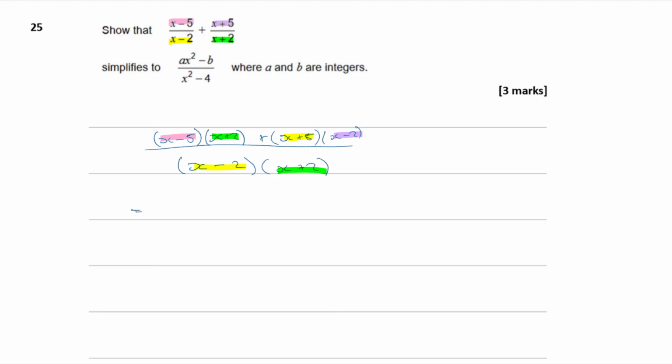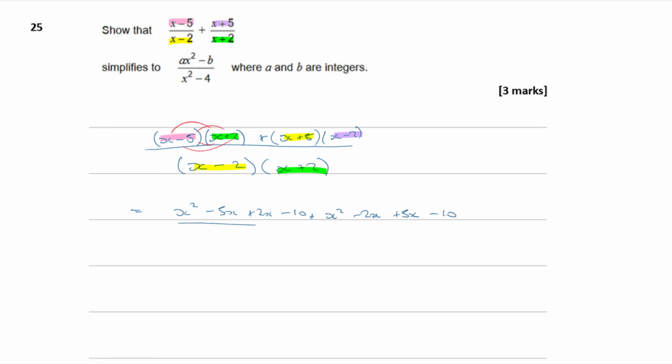So x minus 5 times x plus 2, going to use FOIL on those brackets then. First, outside, inside, last. So x times x is x squared. Minus 5 times x is minus 5x. x times 2 is 2x. Minus 5 times 2 is minus 10. In the second bracket, I'm going to get x squared. Then x times minus 2 is minus 2x. 5 times x is plus 5x. 5 times minus 2 is minus 10.